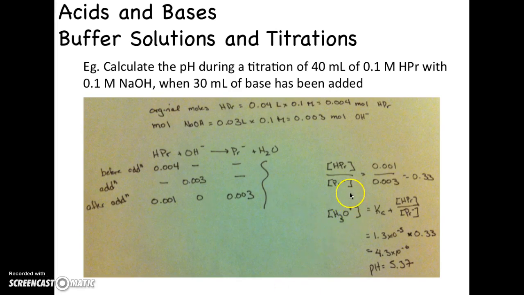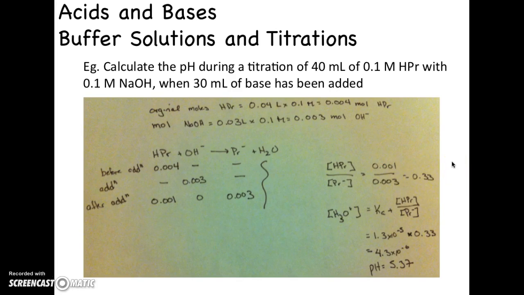Because these two species are present in the same solution, they have the same volume. We don't have to take these moles and divide by the volume to give us concentrations for this calculation. The volume would actually cancel out. If you want to, you can take these two different mole values and divide by 70 milliliters, but it's not necessary. If you want to do the shortcut like I did here, just divide the amount of acid by the amount of base, and you'll see that works out to 0.33.